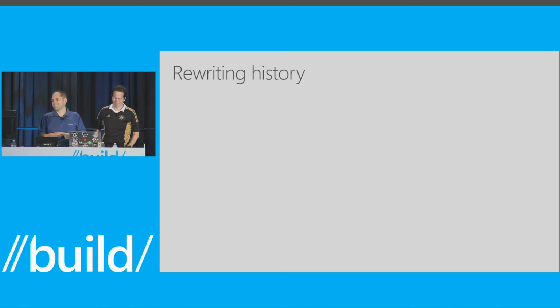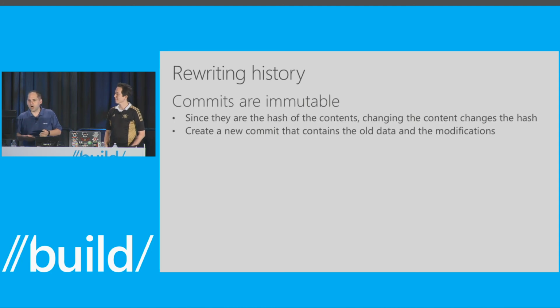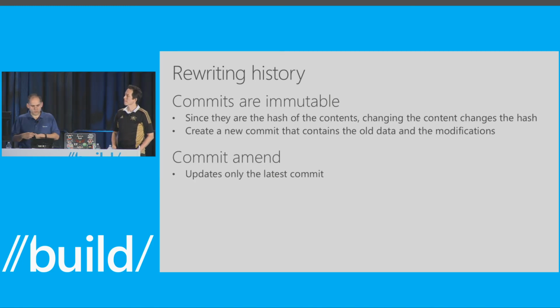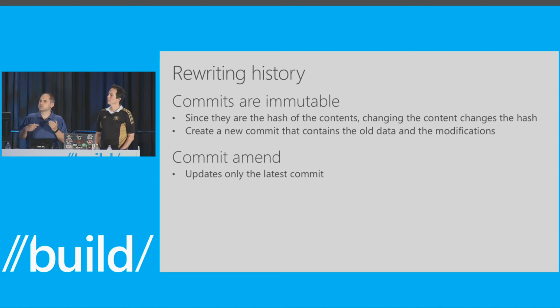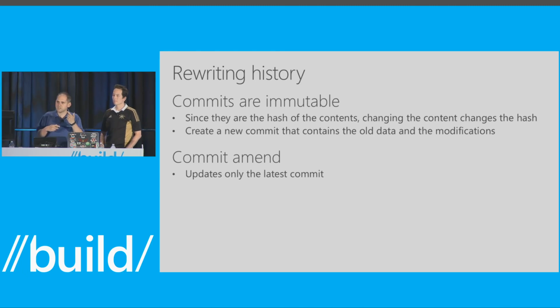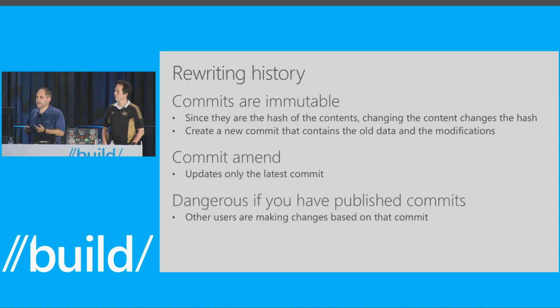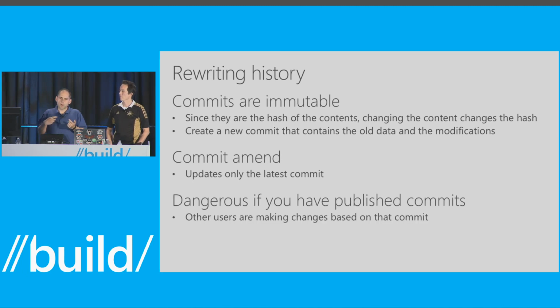So commits are immutable, as Phil was saying, so you can't change them without changing the actual IDs. And what you can do if you want to edit a commit is do a commit amend, so you can edit the previous commit. But if you do that and you just change the message, keeping the file contents the same, and just correct a spelling mistake in your commit message, it will still change that commit ID. Now, because of that, it's dangerous to publish.